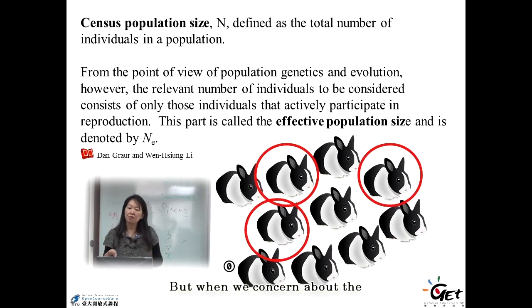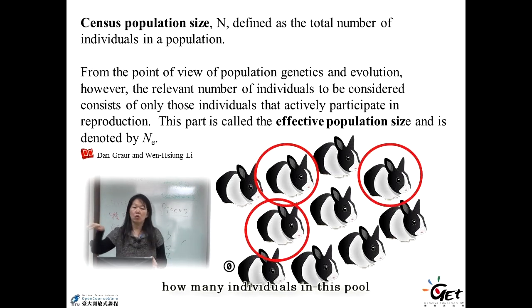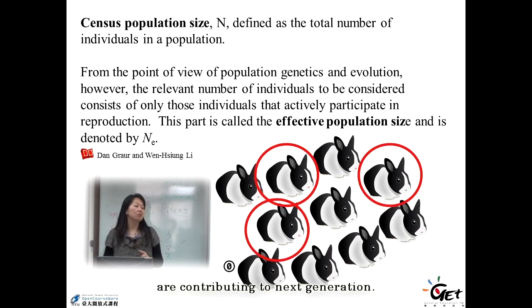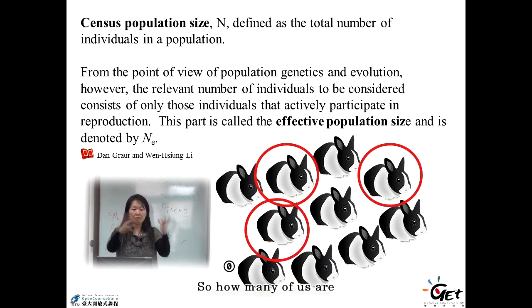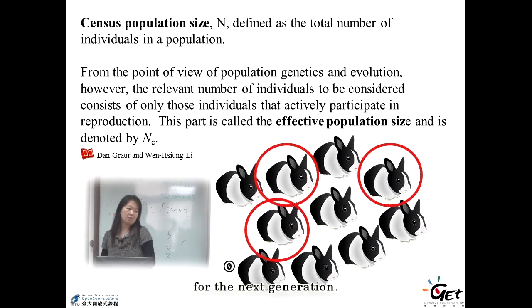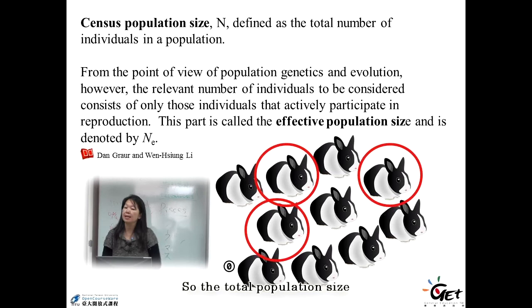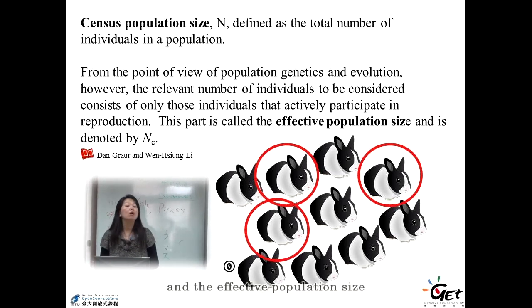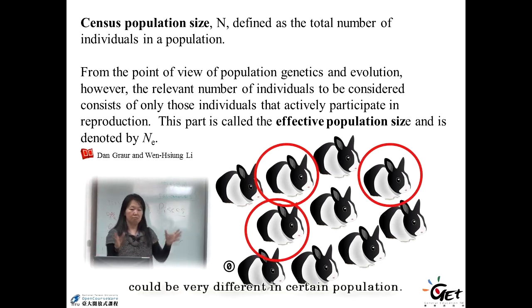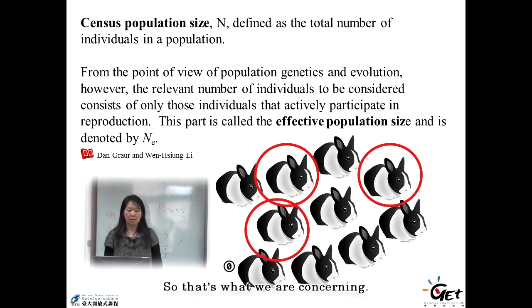But when we are concerned about effective population size, that's the one where we ask how many individuals in this pool are contributing to the next generation. How many of us are contributing to the gene pool for the next generation? That's what we call the effective population size. So the total population size and the effective population size could be very different in certain populations. So that's what we are concerned with.